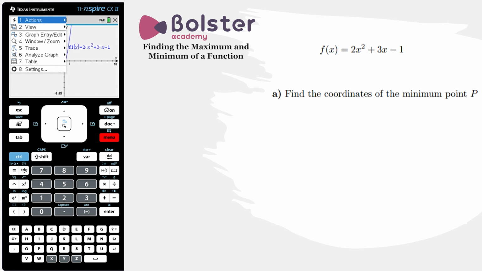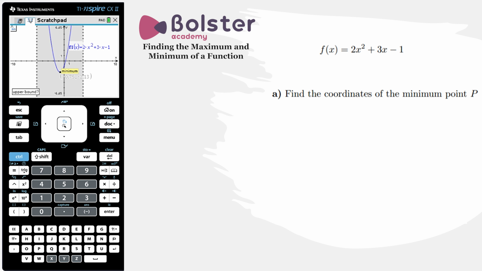I go into Menu, I go into number 6, which is Analyze Graph, and then I choose my option, which is minimum, number 2. It's asking me for a lower bound, so basically it's asking me where do you want me to search for this minimum, because there could be multiple local minimums on the graph. So I'm just going to choose my lower bound to the left of the minimum point on the graph, and I'm going to choose my upper bound to the right of the minimum point on the graph. And the calculator will search between these two bounds to find the minimum point. And there it's found it. It's at minus 0.75 and minus 2.13.